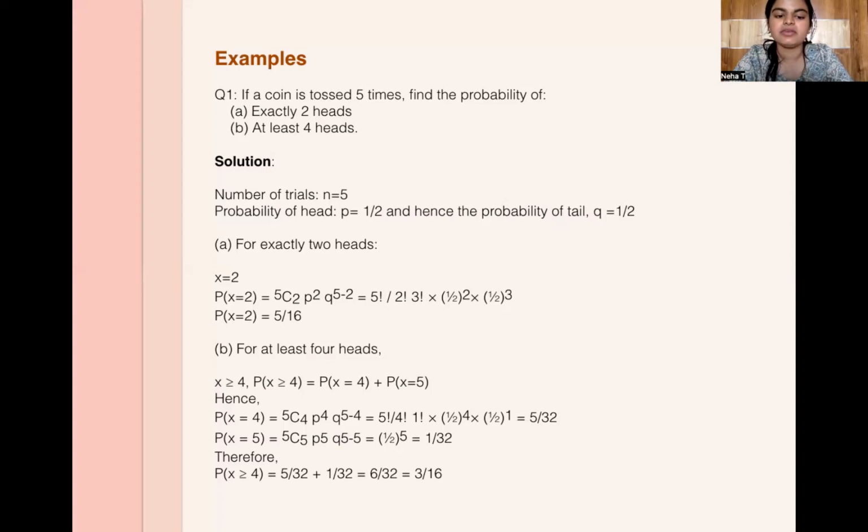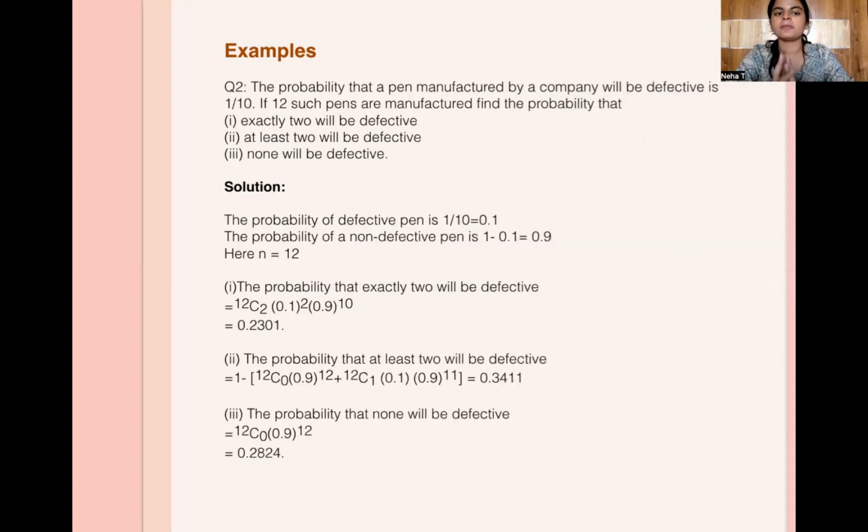For the next B part, we have at least 4 heads. At least 4 heads will be x greater than or equal to 4. So P of x equals 4 and x equals 5 will be taken in this case because n is 5. Then we'll calculate P of x equals 4 separately and P of x equals 5 separately. We'll get 5 by 32 and 1 by 32. And then for the final value, P of x greater than or equal to 4, we'll take the sum of those two and get 3 by 16.